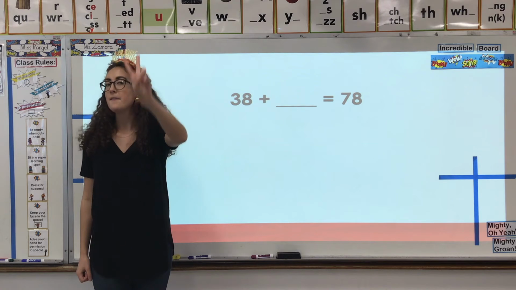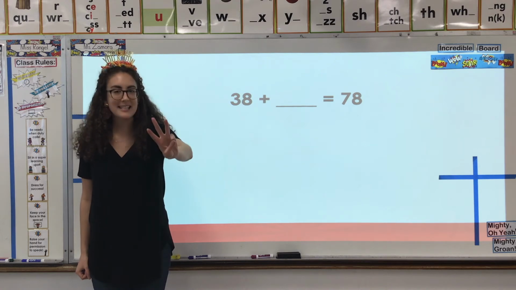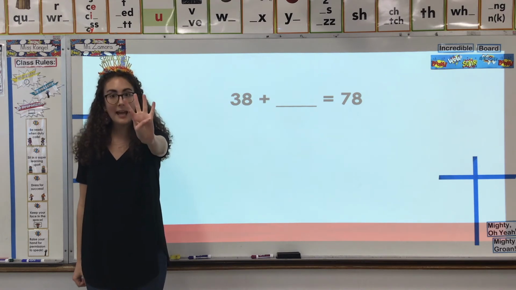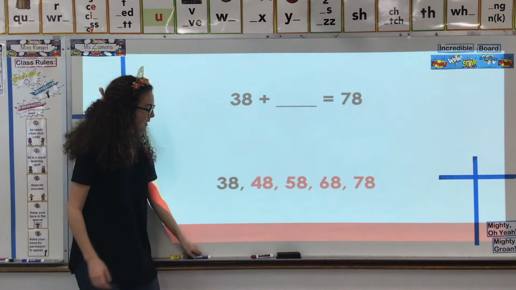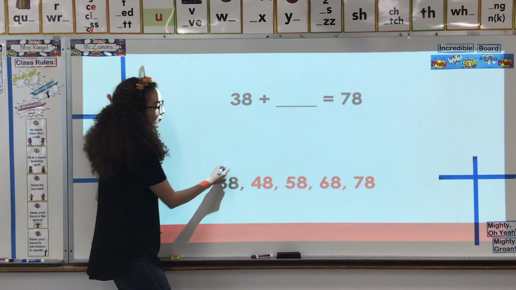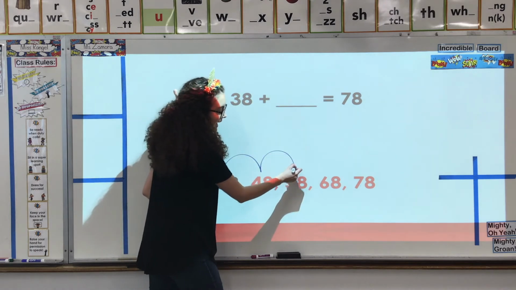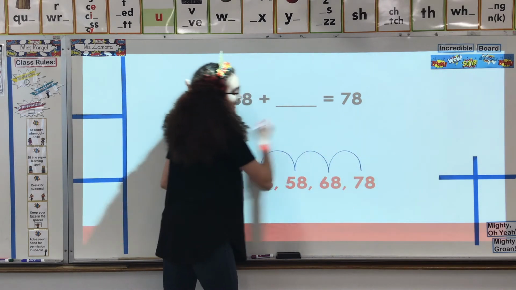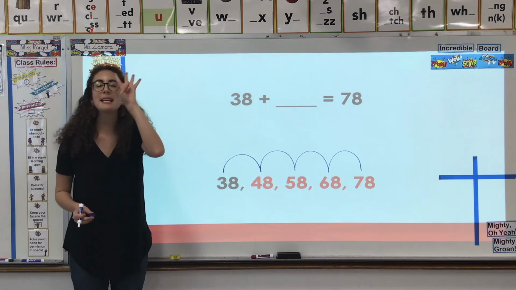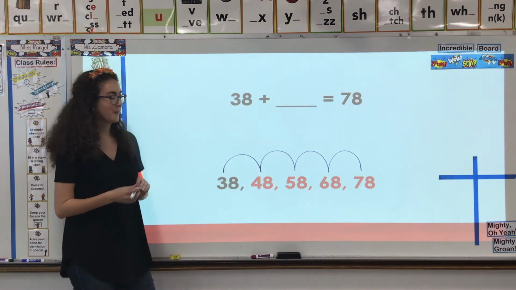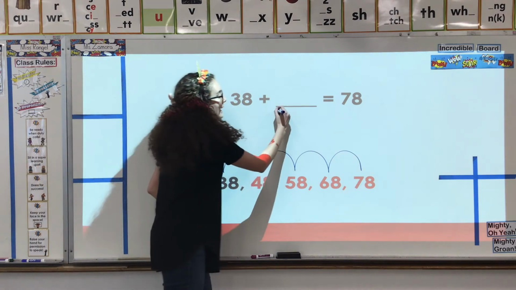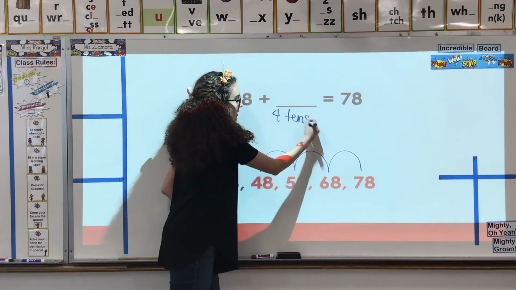48, 58, 68, 78. Awesome, stop right there. We counted 48, 58, 68, 78. How many tens did we count? How much did we add? We added 4 tens, Super Scholars.